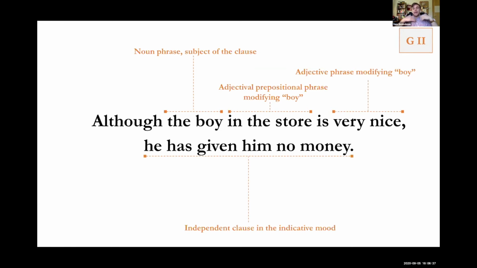And then we introduce the idea of clauses as well, right? So in grammar 2 we can say that this is an indicative clause, an independent clause in the indicative mood, things like that, right? Another noun phrase there. So that's grammar 2, 1 level up again.